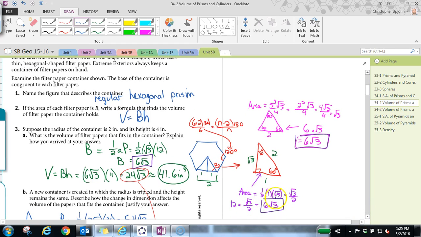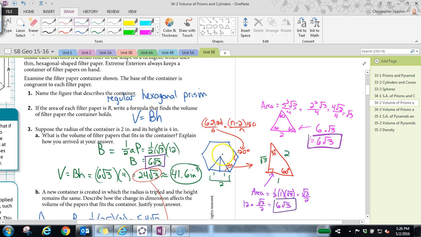Or, our apothem is root 3, and our perimeter, each of these sides is 1, so the side of our equilateral triangle is the same as our radius, so 2 times 6 is 12, our perimeter is 12, and we get 6 root 3. So the volume is our base area, 6 root 3, times our height, 4, so 24 root 3, or 41.6 inches cubed. There are a couple of different ways to find this, but you need to be able to find the area of a regular hexagon.